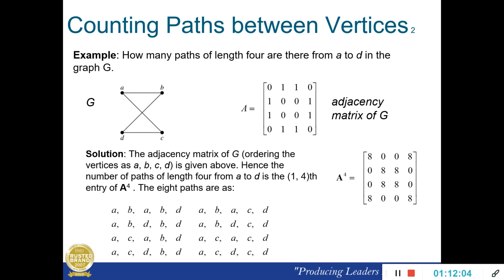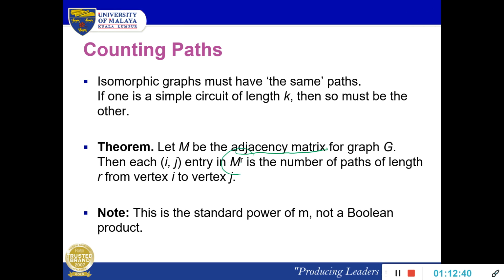So you have here, counting how many paths of length 4 are there from A to D in graph G. If you do the adjacency matrix here, A, B, C, and D by A, B, C, and D, you have this adjacency matrix. From A to B, A to C, A to B and C, A to A no, A to D no. So you have the adjacency matrix of G. You want to find how many paths of length 4. So you have to put A to the power of 4 based on this theorem.